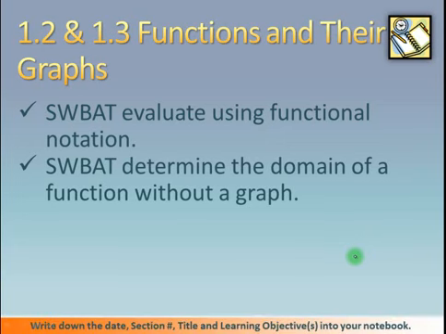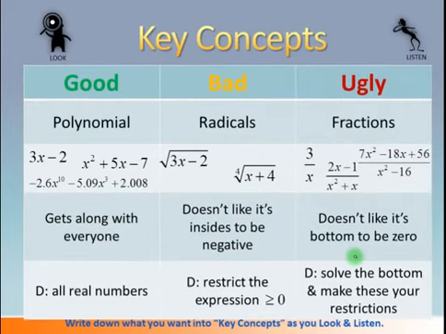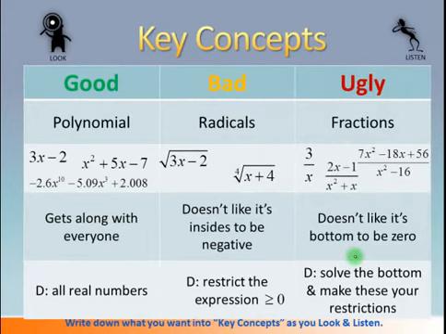Quick review, sections 1.2, 1.3, functions and their graphs. We'll be going through how to figure out the domain of a function without a graph. Key concepts. You're going to think of this as three categories: the good, the bad, and the ugly.